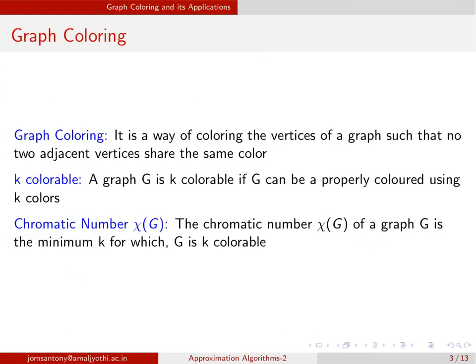Graph coloring is a way of coloring the vertices of a graph such that no two adjacent vertices share the same color. And we'll look at some of the terminologies in graph coloring. A graph is said to be k-colorable if it can be properly colored using k colors, in the sense that no two adjacent vertices share the same color. Now, the chromatic number chi of G of a graph G is the minimum k for which G is k-colorable. Note that this letter is a Greek letter which is pronounced as chi. In simple terms, it means the minimum number of colors required to properly color a given graph.